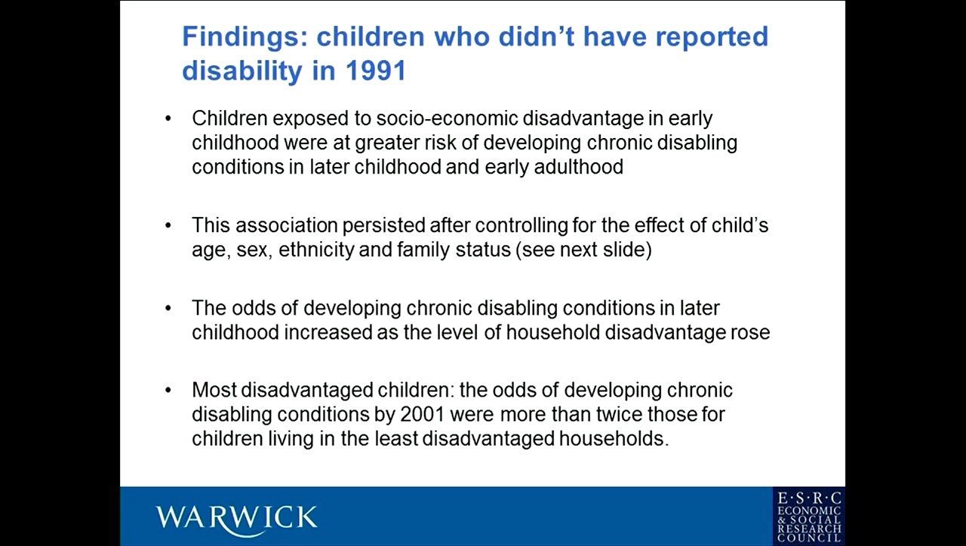And what we found: we identified children in the first 10 years of their life who didn't have any reported disability, and then we looked at what happened to them depending on whether they were exposed to socioeconomic disadvantage or not. And we found that those exposed to socioeconomic disadvantage in early childhood were at much greater risk of developing a chronic disabling condition in later childhood or early adulthood. And this persisted if we controlled for the effects of things like age, sex, ethnicity and family status, which have been shown to affect your risk of developing a disability.